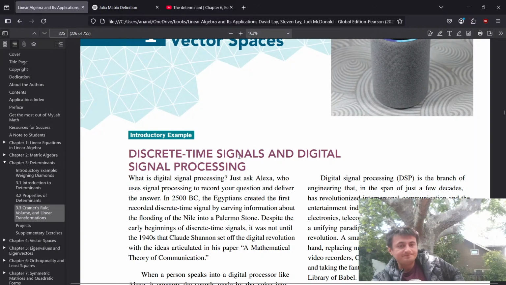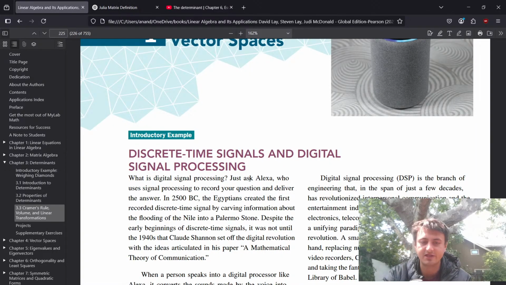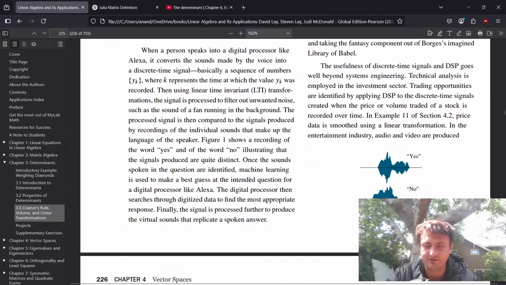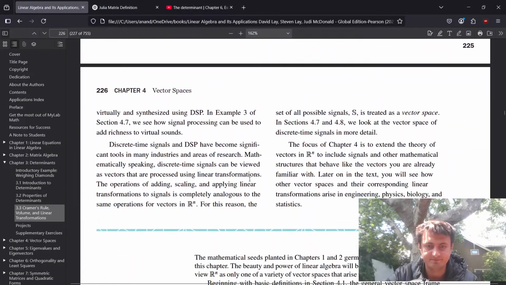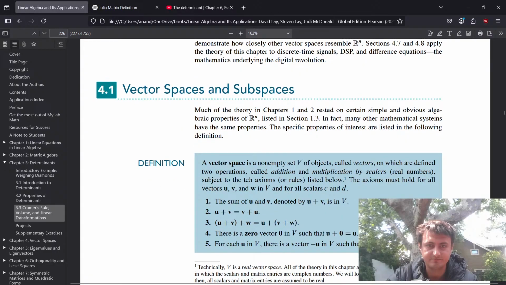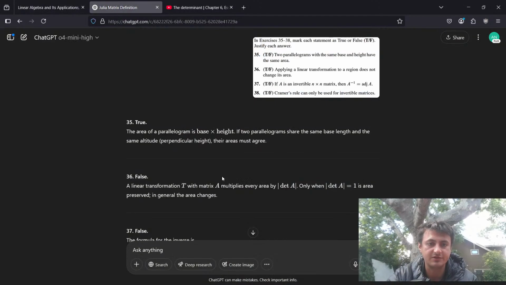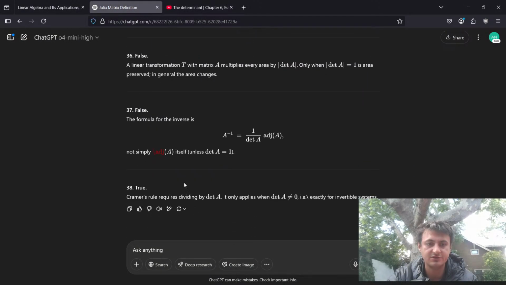Chapter 4. Let's go, dude. I'm so excited for this chapter. I've been waiting for this. Because that's the meat of linear algebra for sure. True, false, false, true. Okay, good.